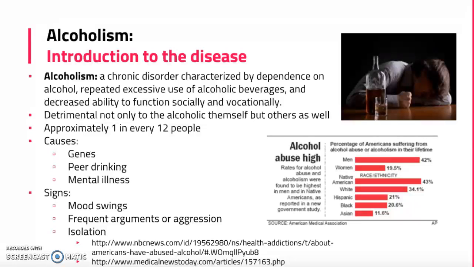Now onto a couple of the signs of alcoholism. The first is mood swings, so someone quickly shifting from one mood to another. The second is frequent aggression or arguments, which is someone becoming angered easily or flying off the handle without explanation. Lastly is isolation, which may include someone frequently excusing themselves from family conversation or family gatherings and such.